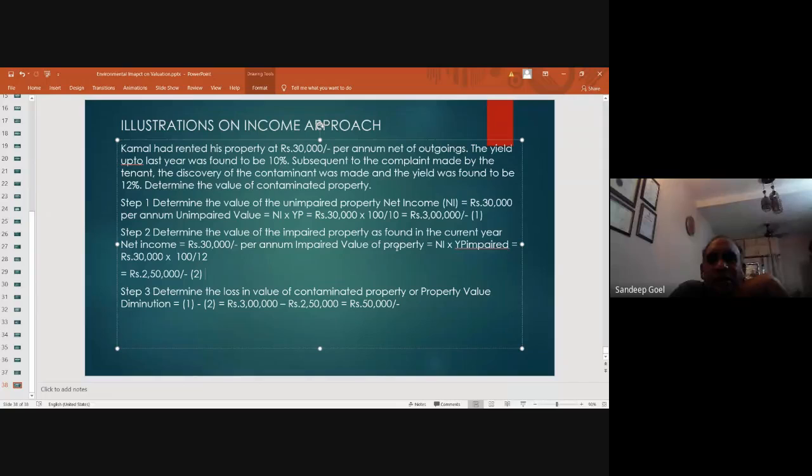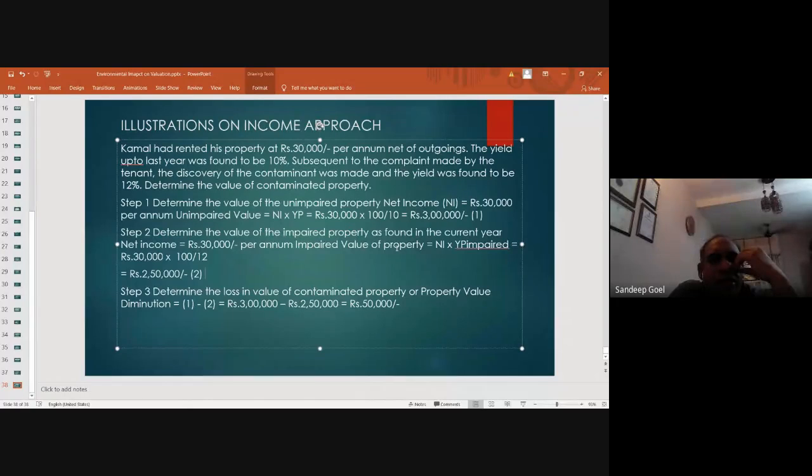I'm continuing with these important questions. I don't leave any stone unturned. I don't want any important question that can be asked in the IBBI to be missed, as the syllabus is continuously changing. Kamal had rented his property at rupees 30,000 per annum net of outgoings. Net of outgoings means after deducting all the outgoings, this is the residual income he is having. The yield up to last year was found to be 10%. Subsequent to the complaint made by the tenant, the discovery of the contaminant was made and the yield was found to be 12%. Determine the value of the contaminated property.